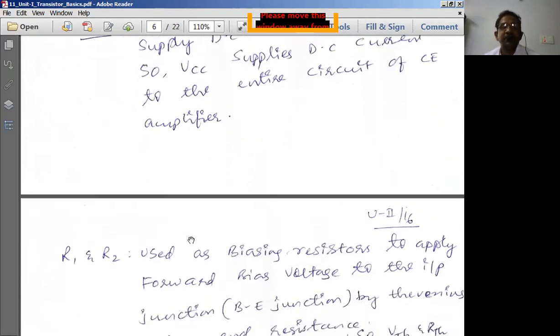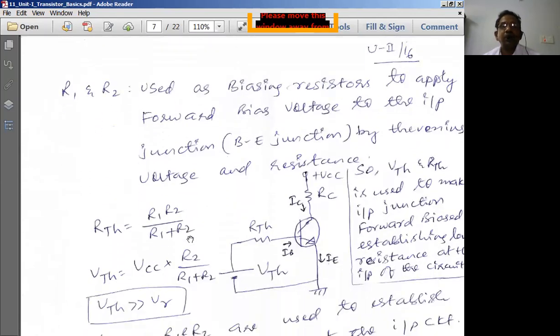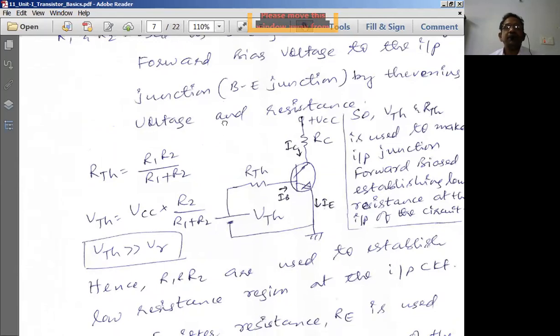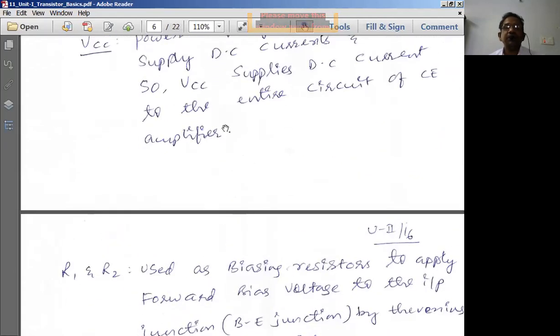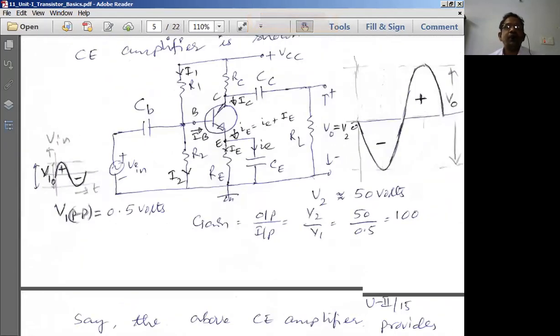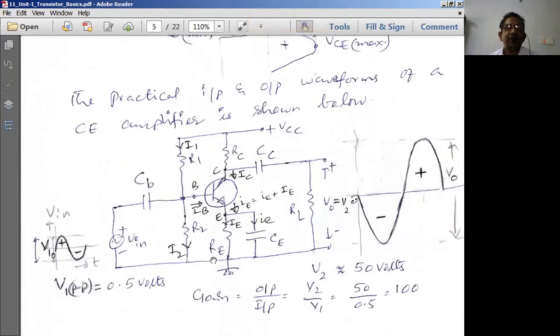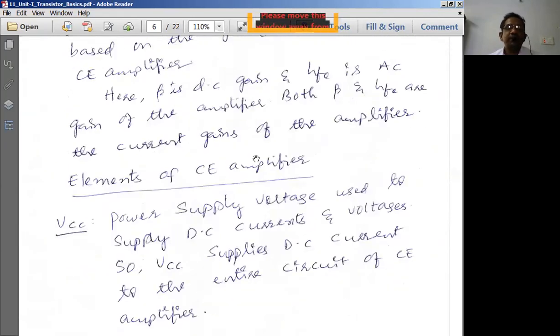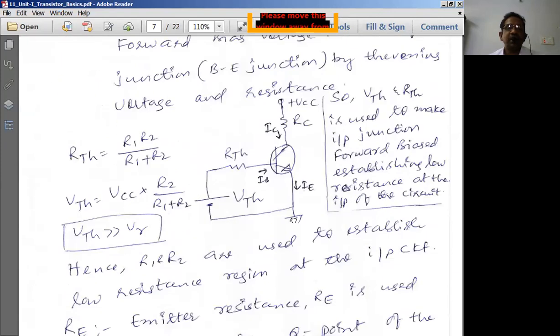VCC to supply the DC current, and R1, R2, known as the biasing resistors, used to apply forward bias voltage to the input junction by Thevenin's voltage and resistance. That means if you solve the DC input circuit, what is the input circuit we have? This is the input circuit we have, looking at the input terminals. Once you solve that input circuit, as we already did, we get a Thevenin's resistance with a Thevenin's voltage.